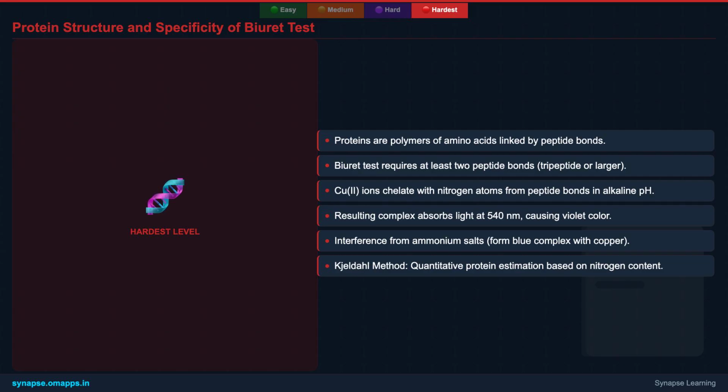This specificity is crucial. However, it can be interfered with by ammonium salts. In industrial settings, for more accurate protein quantification, methods like the Kjeldahl method are used. This method measures the total nitrogen content in a sample, which is then converted to an estimated protein content, providing a more robust measure than a simple qualitative test.